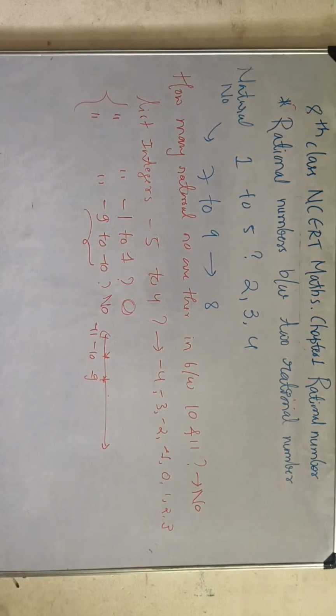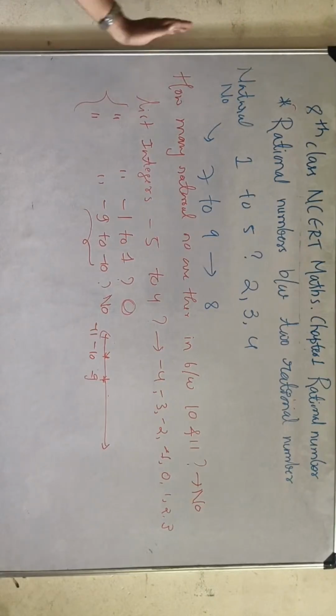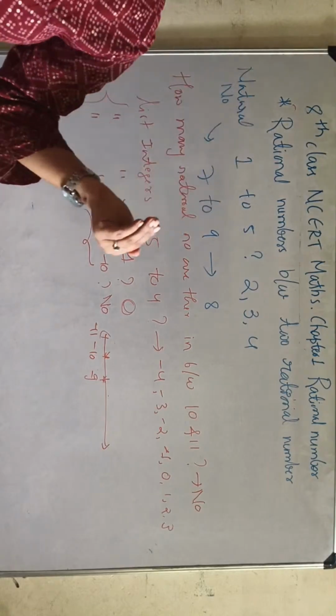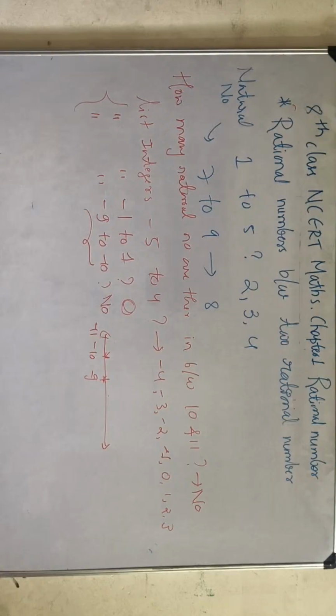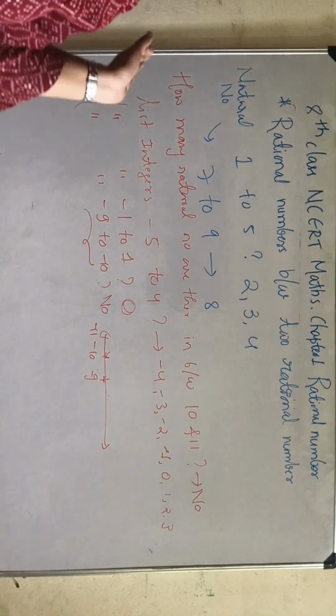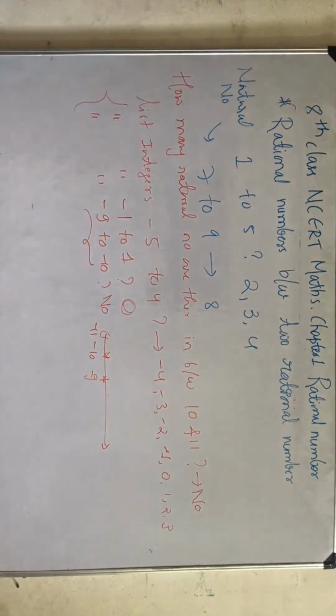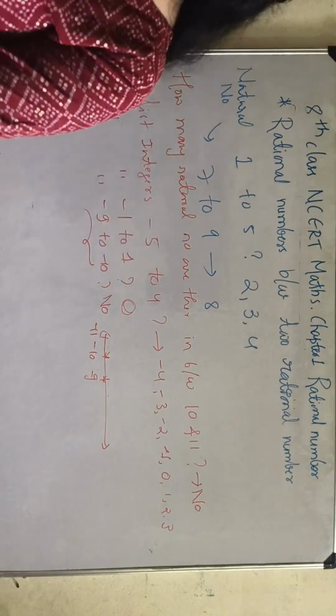Now we will see with the rational numbers. Now we saw with the natural numbers and the integers. Now we will see how many rational numbers are there in between two rational numbers. Okay. In the previous slide we represented the rational numbers on the number line. Now we will see how many rational numbers are present in between two rational numbers. Okay.